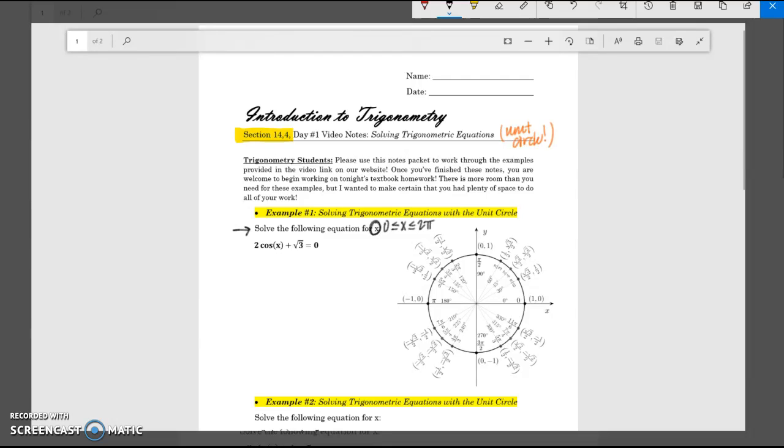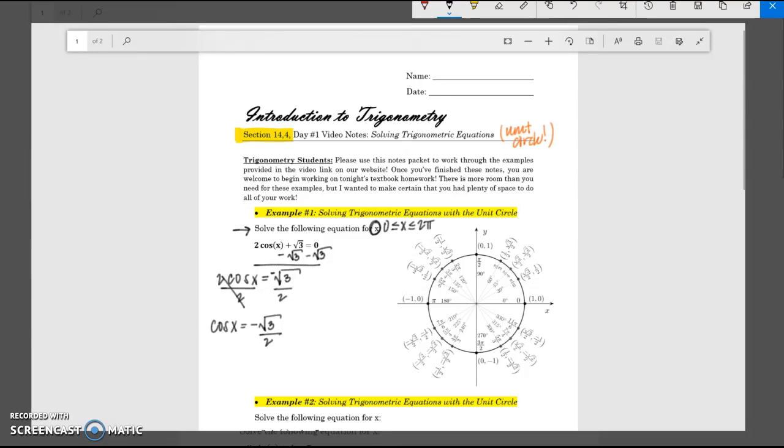And remember, our goal is to solve for x, so we need to try to get x by itself. I can start by subtracting root 3 from both sides. Then I'll end up with 2 times the cosine of x being equal to the negative square root of 3. Now, x is a little bit more by itself than it was before, but it's still not completely by itself. So next, I would want to divide by 2. When I divide by 2 on both sides, the cosine of x will be equal to the negative square root of 3 over 2.